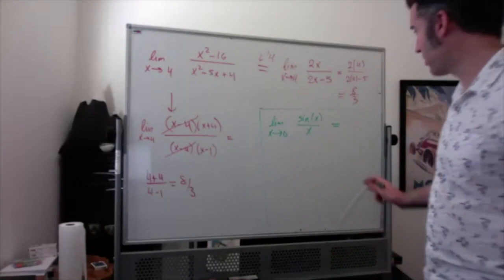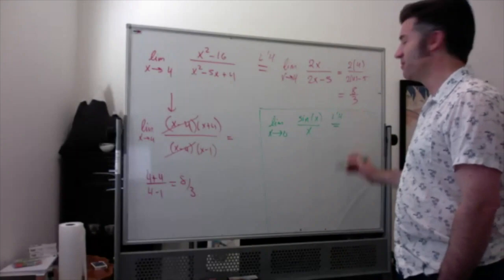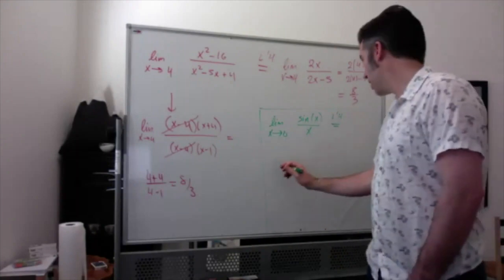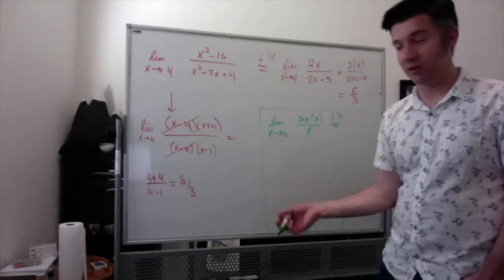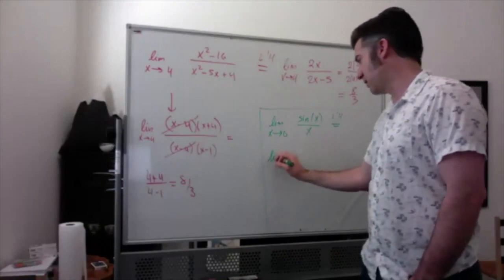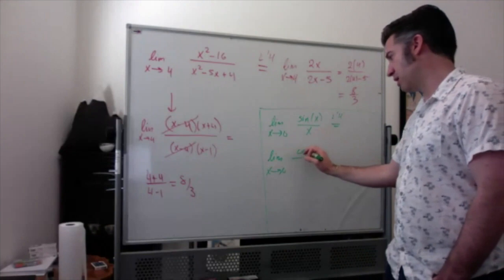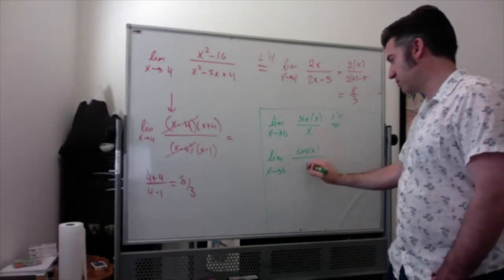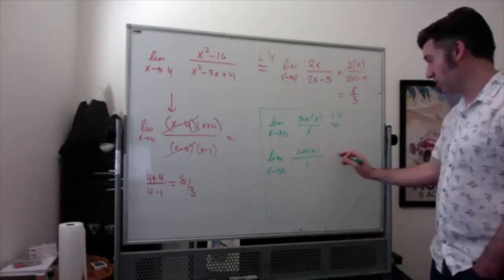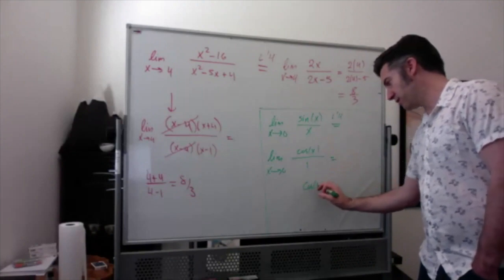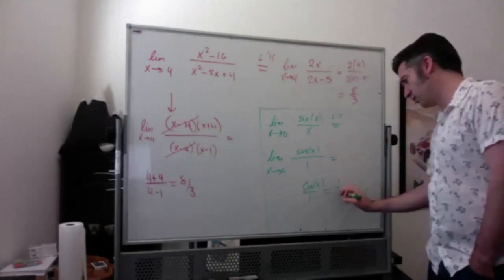Maybe we forgot. It's okay. We can use L'Hopital's rule. Yeah, definitely 1. But it's really easy with L'Hopital's rule, right? We can say, okay, that's the limit as x goes to 0. Derivative of sine is cosine. Derivative of x is 1. And then I can plug in 0 and get cosine of 0 over 1, which is 1 over 1, which is 1.